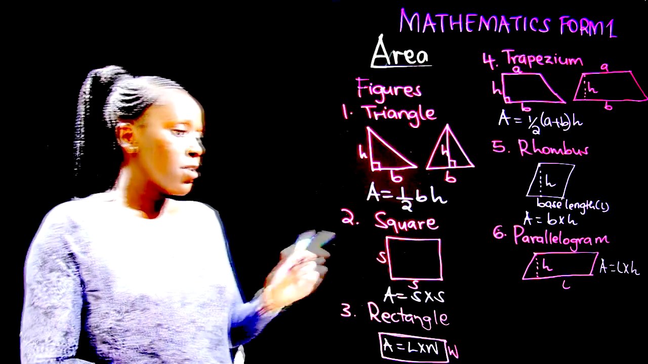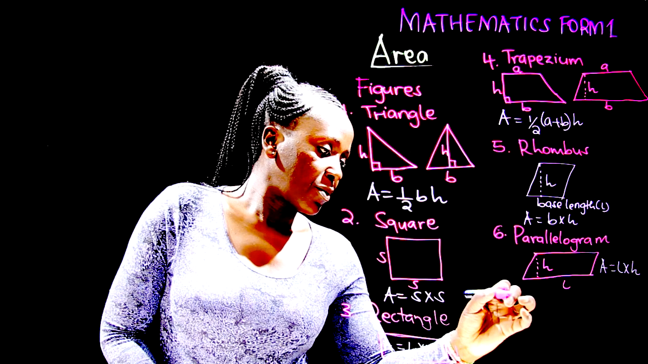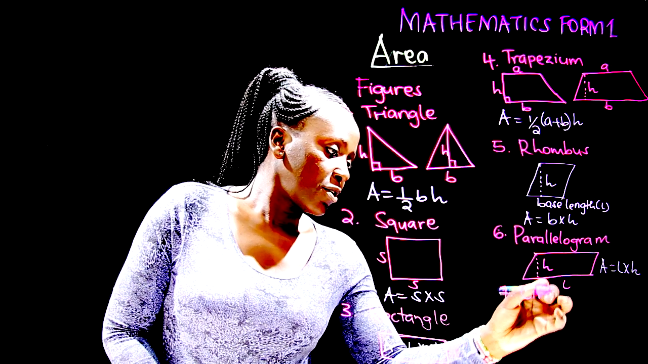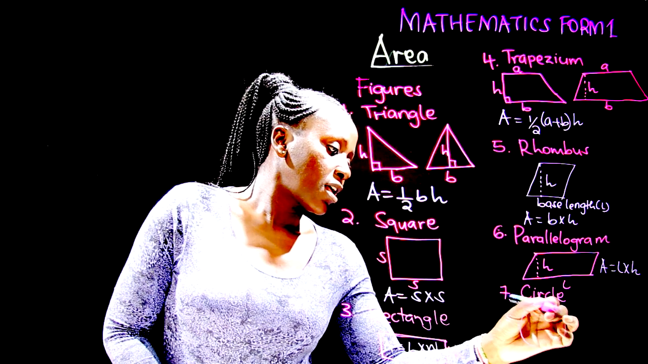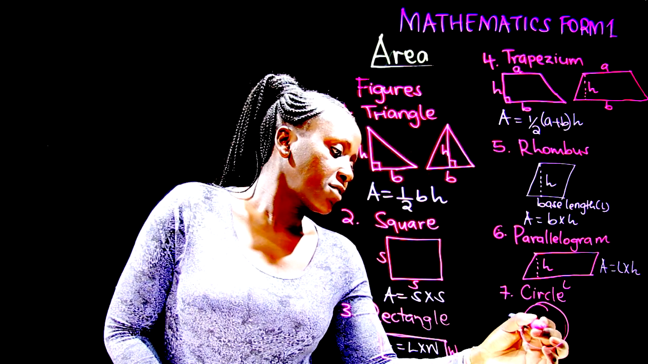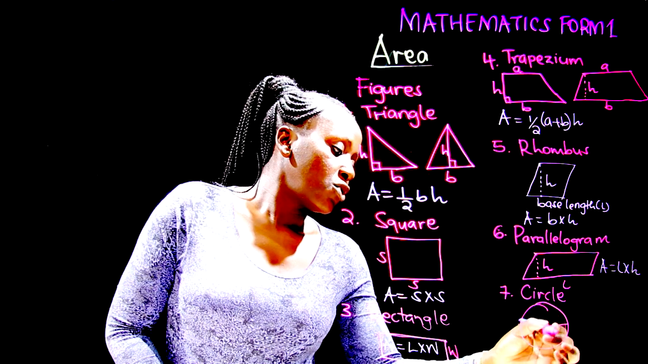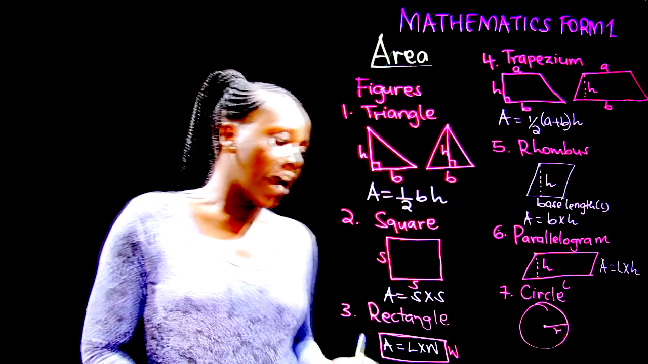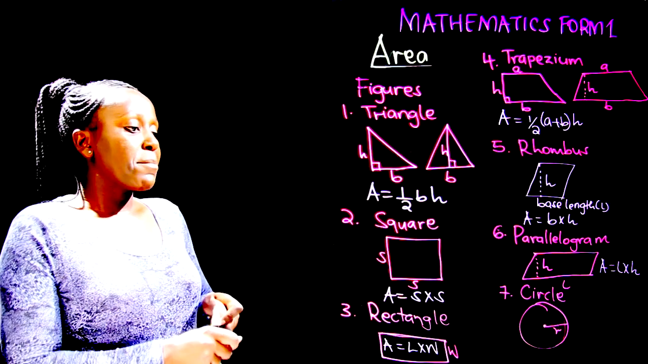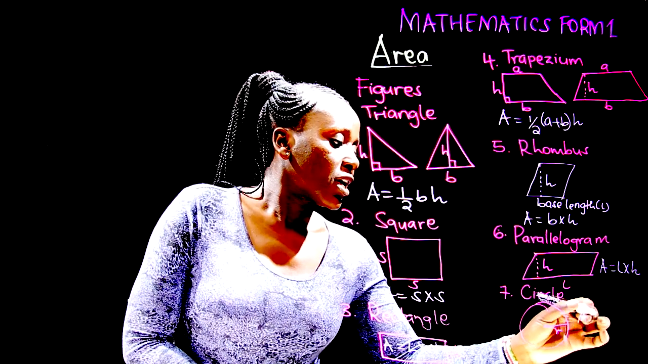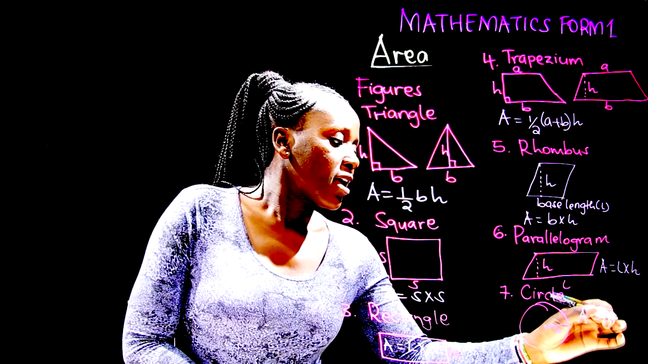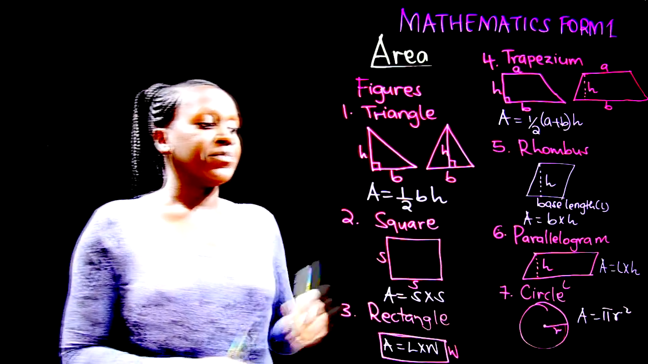Then finally, we have a circle. A circle always has a radius from the center of the circle to the circumference, we have r. So how do we determine the area of a circle? The area of a circle is equal to pi r squared.